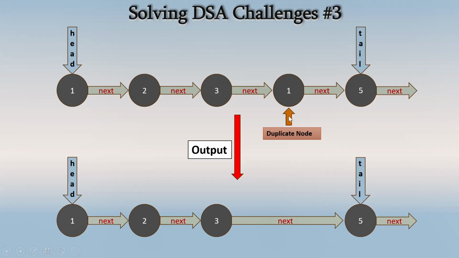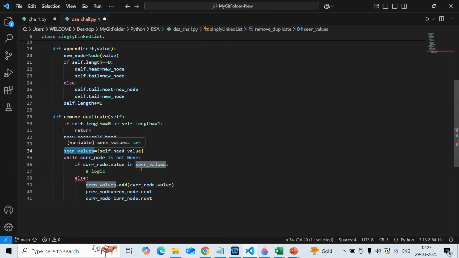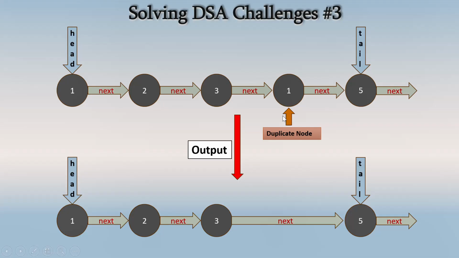Now again, this current node is node number 4, which is not None. Now it will check if this value, which is 1, is present in any of the previously visited node values or not. So yes, this value, which we have already visited, is already present in the seen values set. So this condition will become true, and now what do we have to do? We have to remove this node.